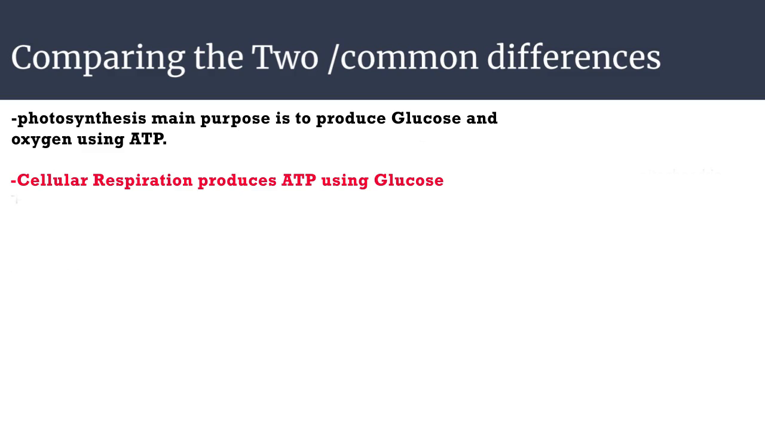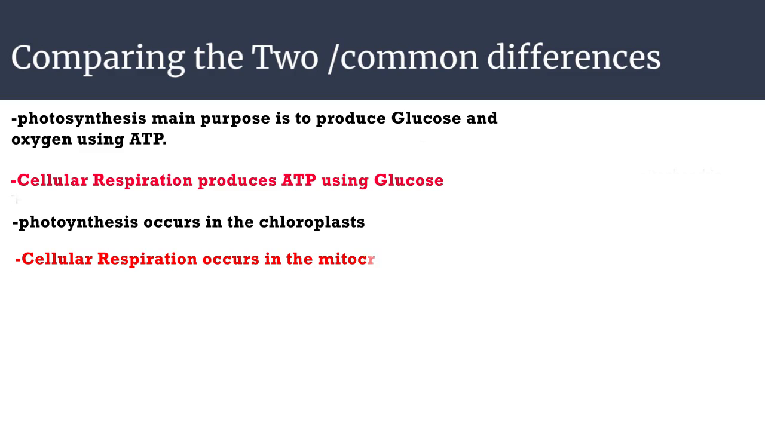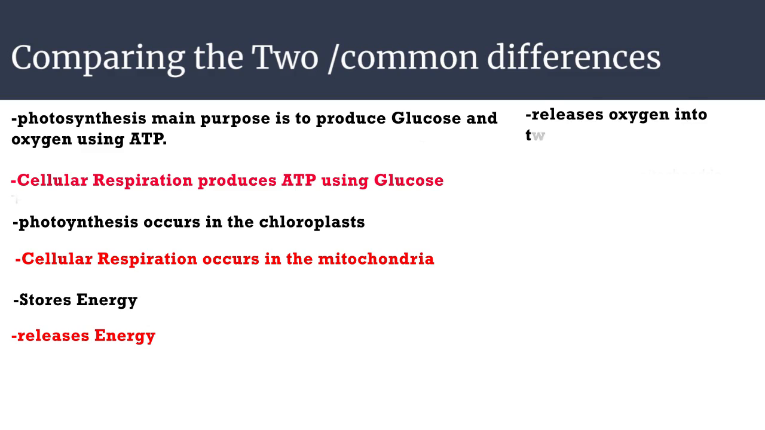Other differences include photosynthesis occurring in the chloroplasts, while cellular respiration occurs in the mitochondria. Photosynthesis stores energy, while cellular respiration releases energy. One more would be photosynthesis produces oxygen and releases it into the environment, while cellular respiration produces CO2, like when you breathe out.